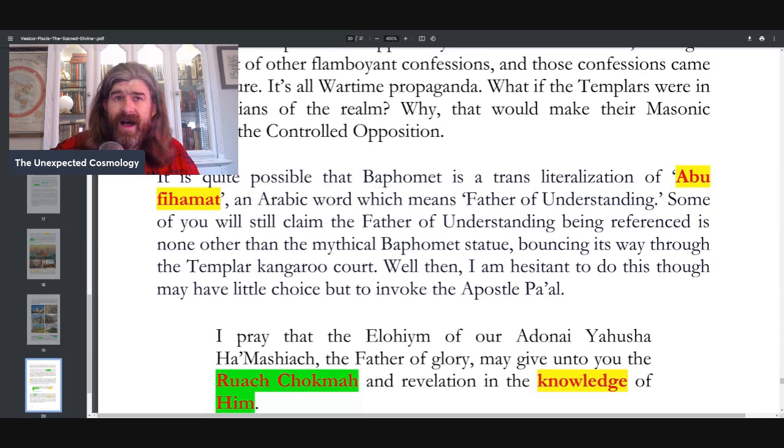It is quite possible that Baphomet is a transliteration of Abu Fihamat, an Arabic word which means father of understanding. Some of you will still claim the father of understanding being referenced is none other than the mythical Baphomet statue bouncing its way through the Templar kangaroo court. Well, then I am hesitant to do this, though may have little choice but to invoke the Apostle Paul.